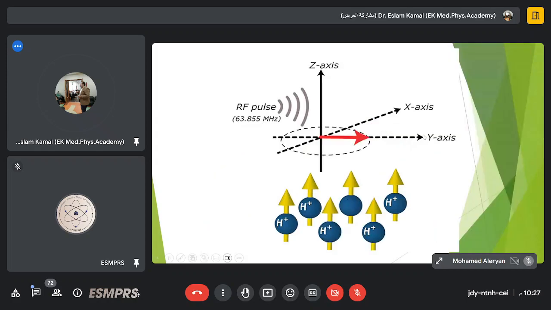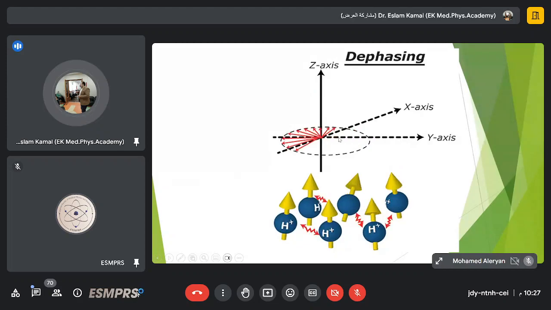Now we turn off the radio frequency pulse. The protons now become out of phase. As you can see, all of them changed their direction, and after turning off the radio frequency pulse, all protons become out of phase. This is the dephasing process. It means that all protons become out of phase, and the transversal magnetization in the XY plane decays with time.